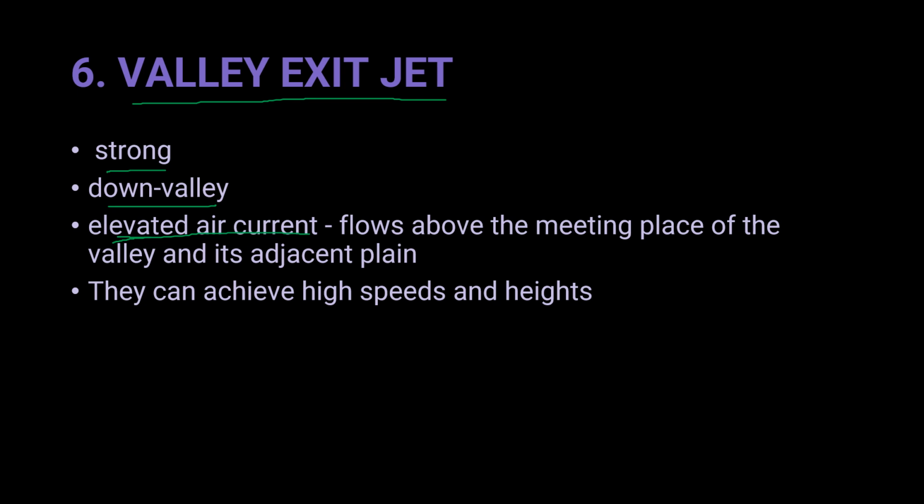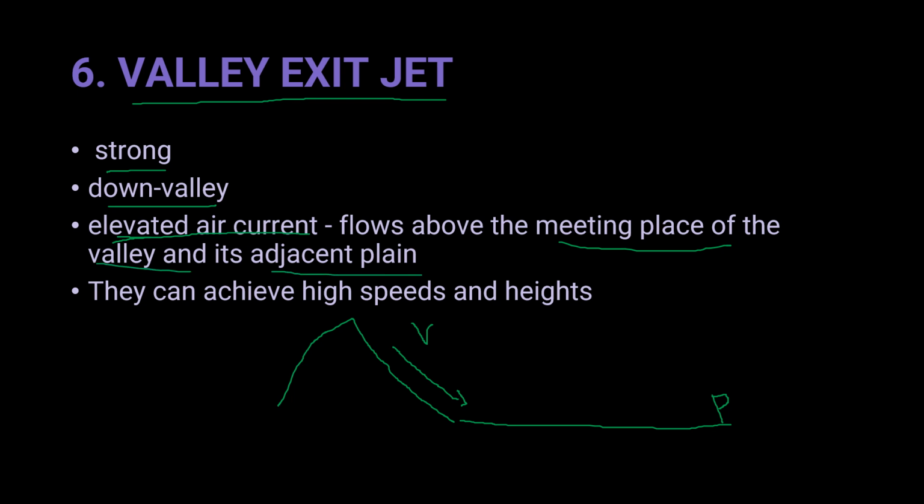Actually, these flow above the meeting place, the intersection or junction, of the valley and the adjacent plain. Here is a mountain chain, here is a valley, and here is an adjacent plain. So these flow at this position. They can achieve high speeds and heights because they are so strong.